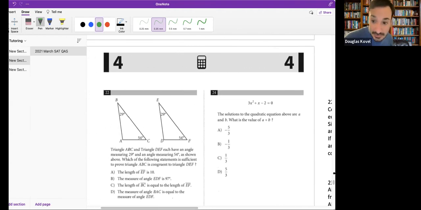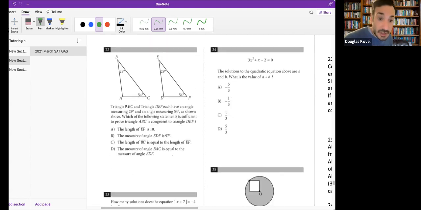So here we have the situation where we're given these pictures of these two triangles. And it says triangle ABC and triangle DEF each have an angle measuring 29 degrees and an angle measuring 54 degrees as shown above. So they want to know which of the following statements is sufficient. So sufficient means enough by itself. So not just necessary, but sufficient to prove triangle ABC is congruent to triangle DEF.